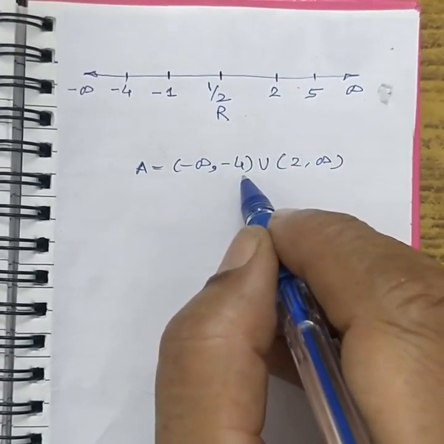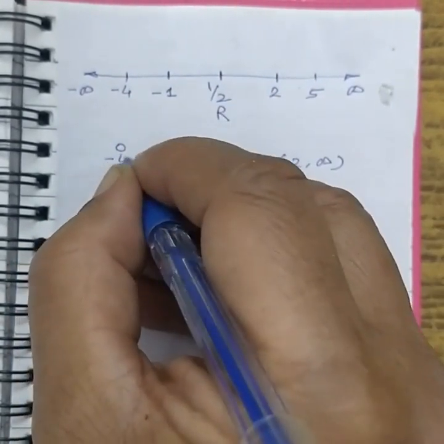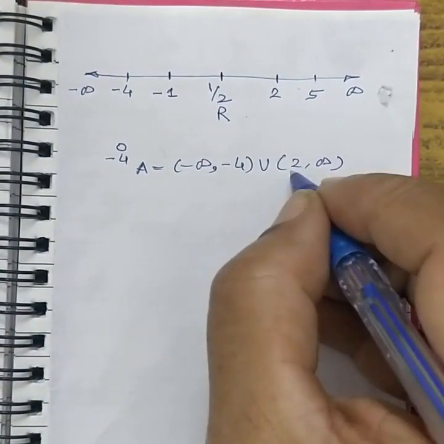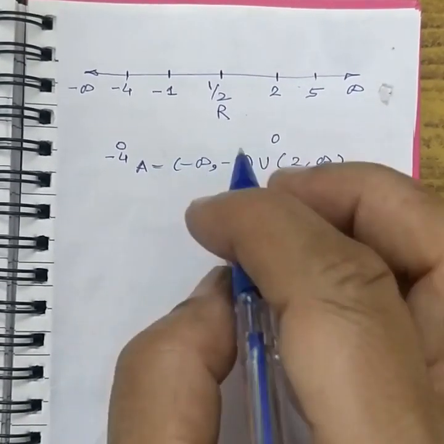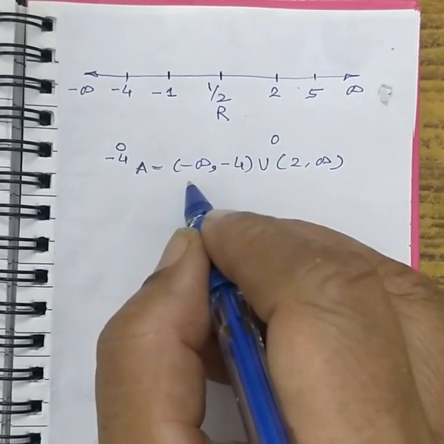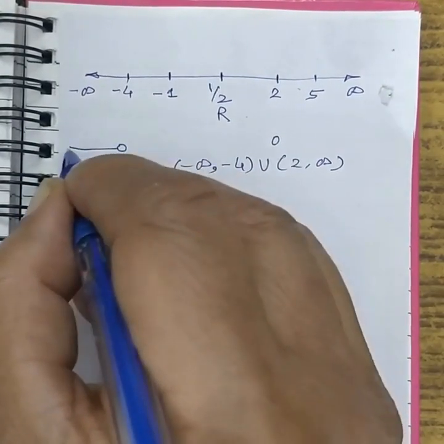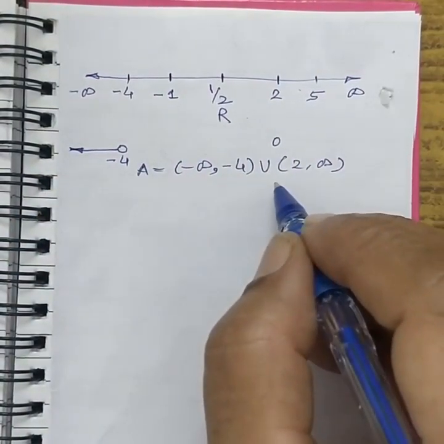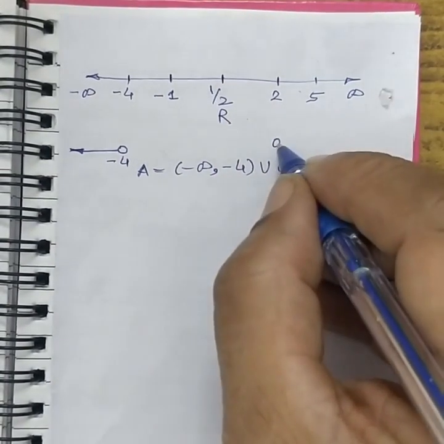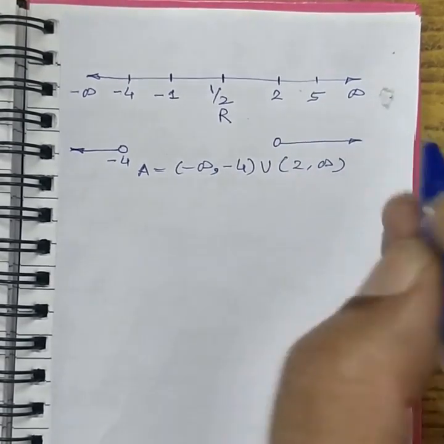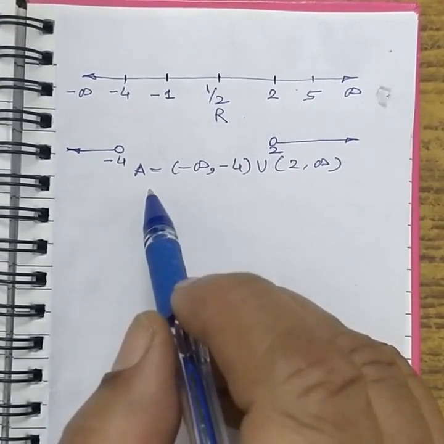minus 4 is not an element of set A, hence it is shown as a donut. 2 is not an element of set A, hence it is also shown as a donut. The interval between minus infinity and minus 4 is an element of set A, hence it is shown as a firm line. The interval between 2 and infinity is an element of set A, hence it is also shown as a firm line. This is the number line representation of set A.